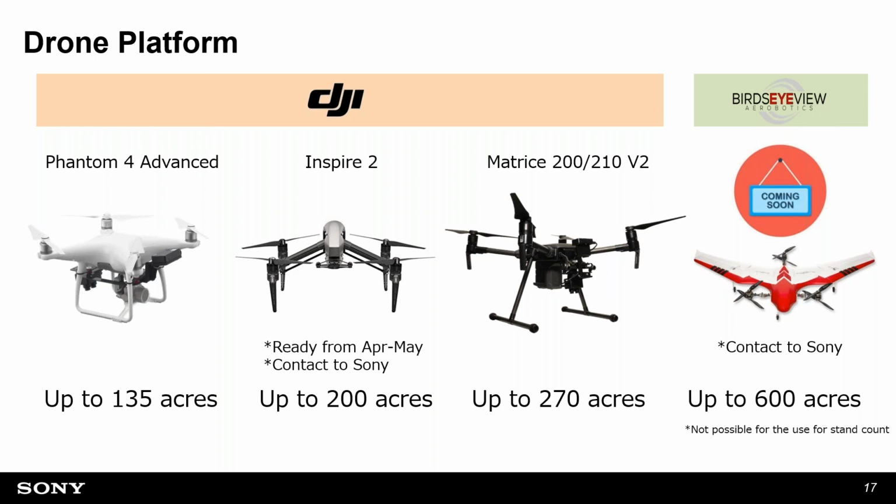how many acres can you fly using the drone? So this depends on the drone type. Actually, we have this information here. If you use a Phantom 4 type of drone, which is more of an entry-level drone, you can cover up to 135 acres with a single battery. And if you use more enterprise-class drones, such as the Matrice 200 series, you can cover up to 270 acres per flight.